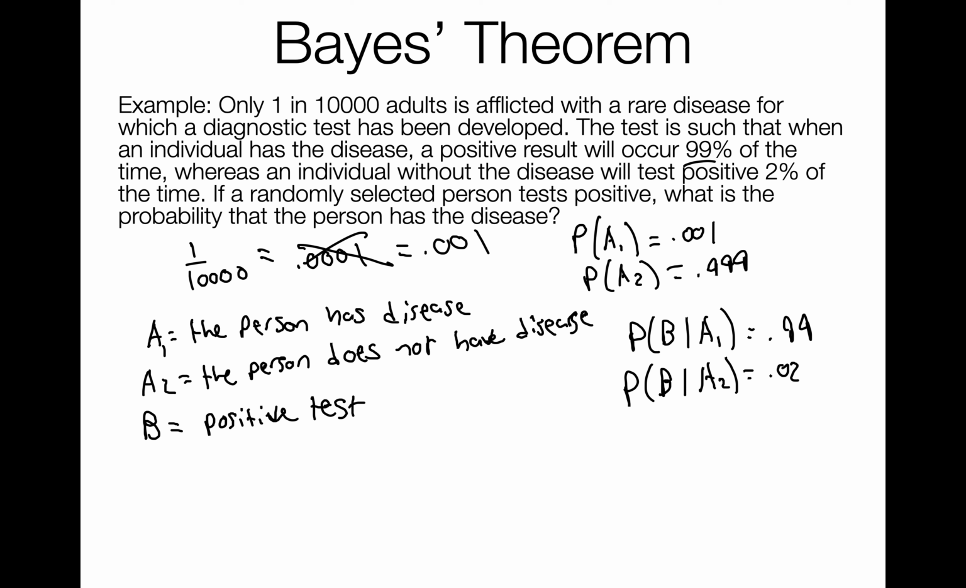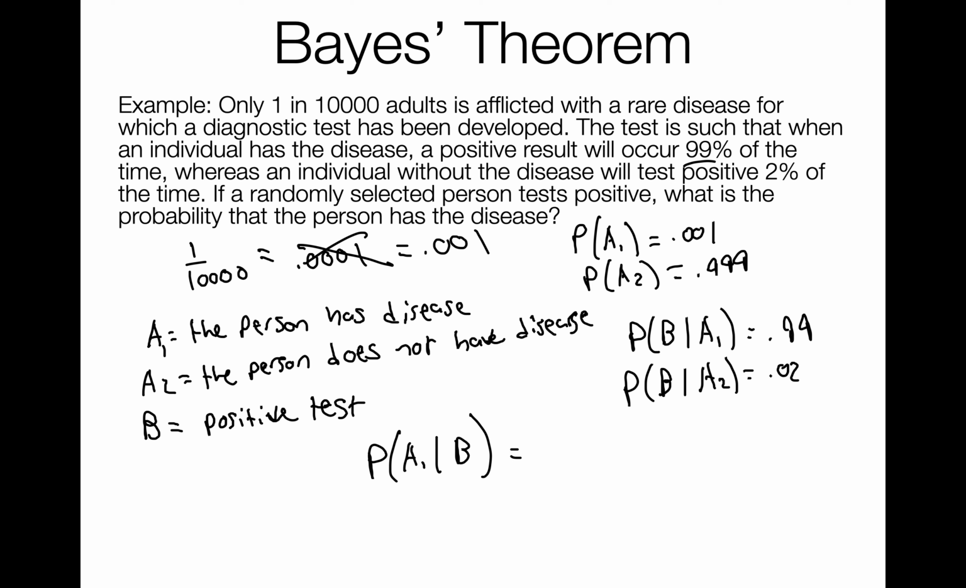All right. Now, what we want to find out is if a randomly selected person tests positive, what's the probability that that person actually has the disease? And so that probability is, given that they test positive, so now B is the given part, that they actually have the disease. So I'm looking for A1 given B. Okay, and so I need to write out what that means.